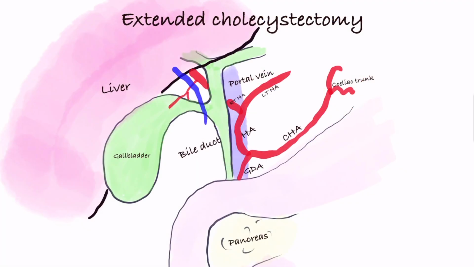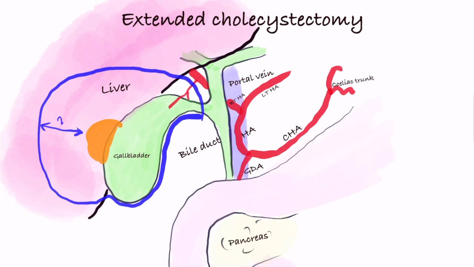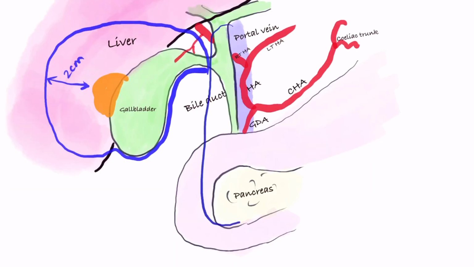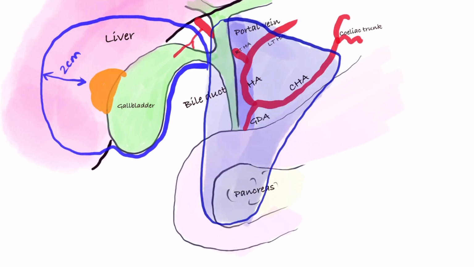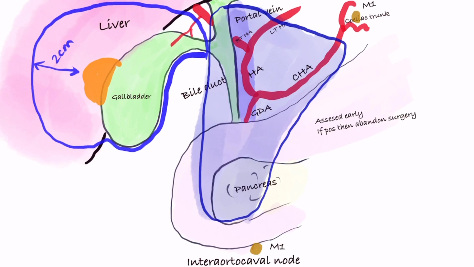In extended cholecystectomy, en bloc resection of the gallbladder is done with a portion of liver on the gallbladder bed. 2 cm margin is taken from gallbladder and liver. If there is invasion of cancer in the liver, then a 2 cm margin beyond the tumor is taken. In addition, lymph node dissection of the hepatoduodenal ligament is done. There is variation in the extent of node dissection in gallbladder cancer. Some also remove retropancreatic nodes. However, celiac nodes and interaortocaval nodes are considered metastatic. If present, surgery is abandoned.